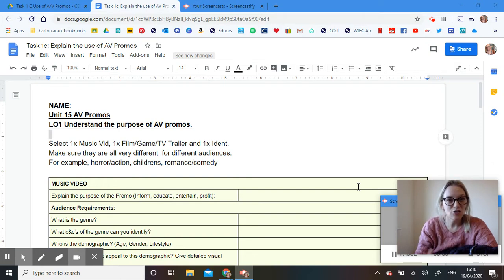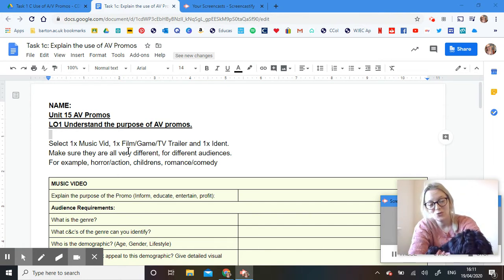So as you can see on this, if I use my cursor here, you're going to have to, for this particular task, find one music video, one trailer. Now the trailer can be for a film, can be for a TV show, can be for a game, and one ident. We would prefer that to be an E4 ident, please. And I'm going to put links to a really good website to find lots of different types of ident onto the Google Classroom for you.